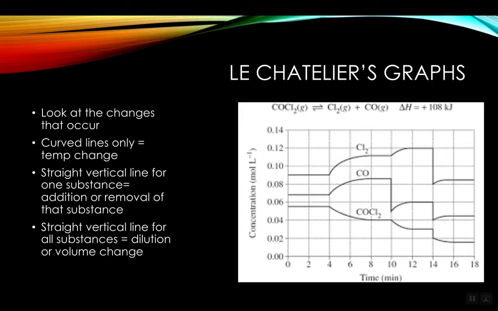Okay, now all the lines going straight down, that tells you one of two things has happened. If it's aqueous things, then it's a dilution. If it's gaseous, which this one is, then it's a volume change. And of course the concentrations went down, which means the volumes went up. And then we get a partial compensation. So the ones that go back up, they go back up, but not to where they were before. Okay, unless you're given data, you don't have to know exactly how much they go back up by. Just make sure it doesn't get back up to where they were before.